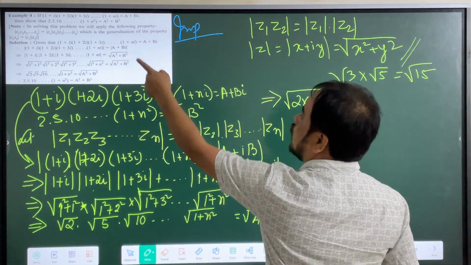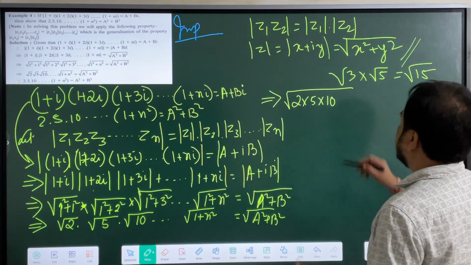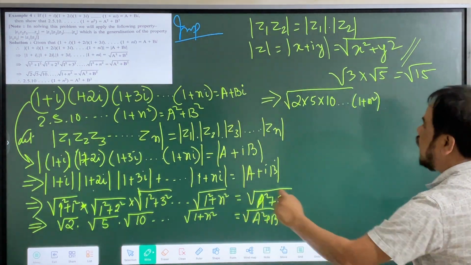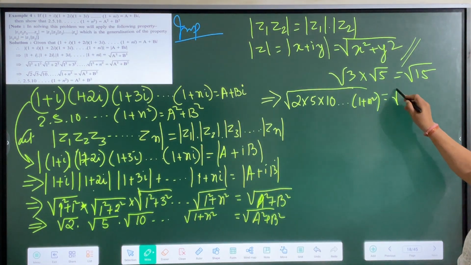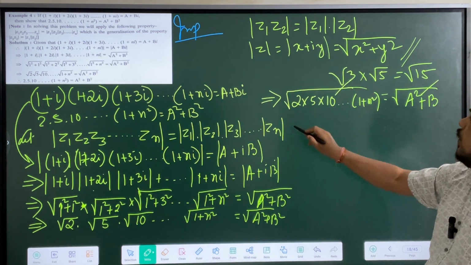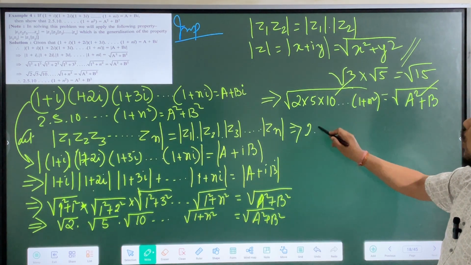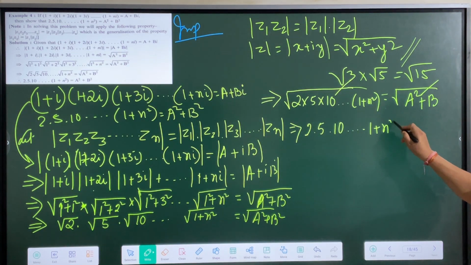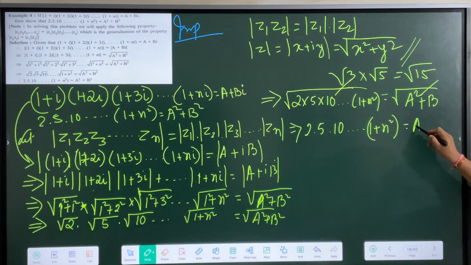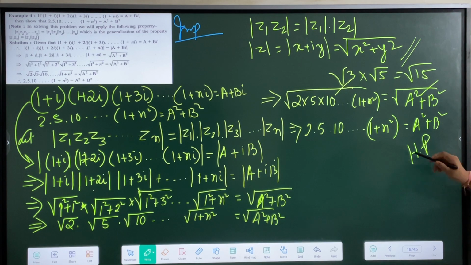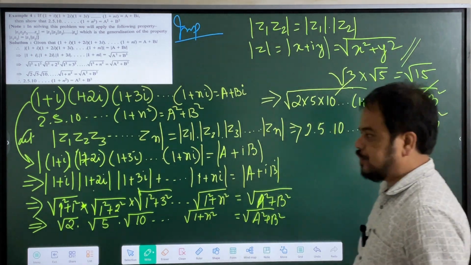So 2, 5, 10, up to 1 + n², equals the square root of A² + B². The square root on both sides can be cancelled. So 2 · 5 · 10 ... (1 + n²) equals A² + B². Hence proved. Very simple but important.